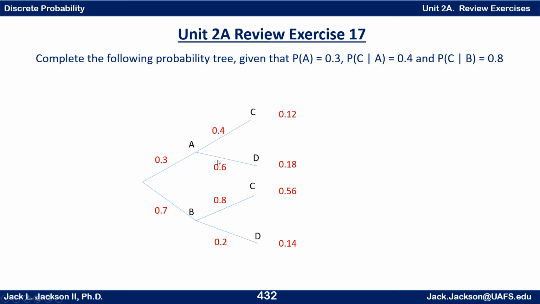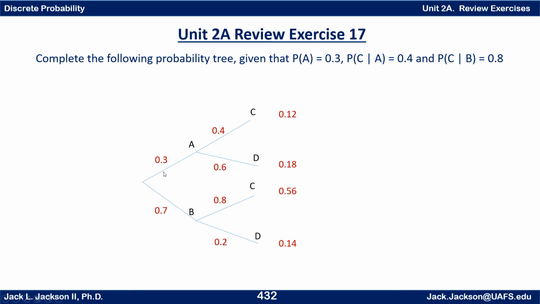Similarly, these 2 add up here coming out of A. We know the top one, the probability of C given A is 0.4, so that makes the other one 0.6, 1 minus 0.4, which is the probability of D given A, right there. We already had the probability of C given B is 0.8 right here, and it must add up with this one down here to be 1, so that leaves 1 minus 0.8 or 0.2 right there, which is the probability of D given B.